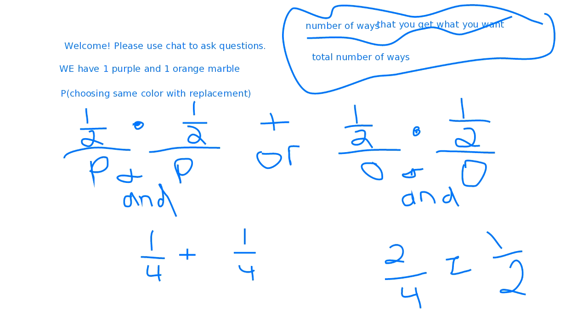Then remember, probability is the number of ways you get what you want over the total number of ways. So there's 1 purple out of 2 marbles. So the probability you get a purple is 1/2. You put it back in, it's the same probability. Now, how about if it was without replacement? Let's just think about this.